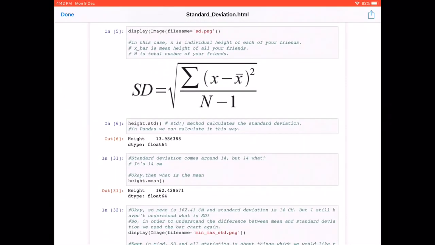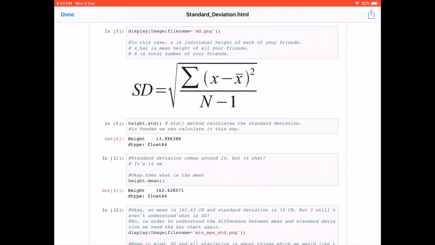And this will give us some number back. And if I use the dot std function from the pandas library, I immediately see the height standard deviation is 13.98, roughly 14 centimeters. But wait, 14 what? It should be in the same unit as our data. So our data here is in centimeters, which is the height.